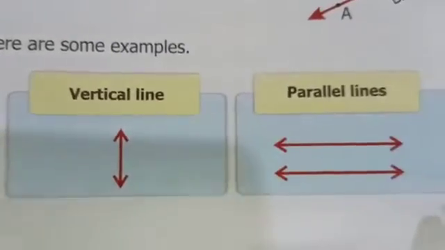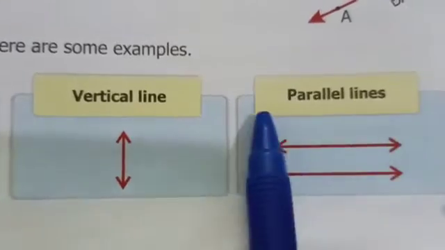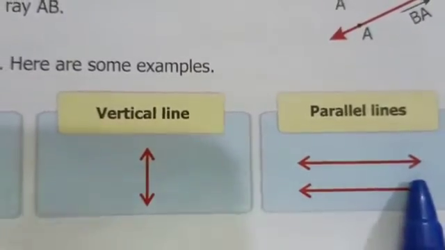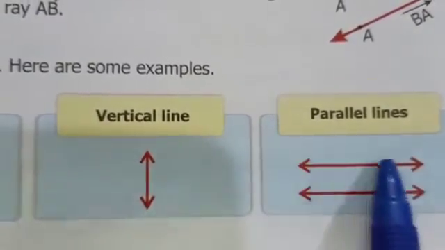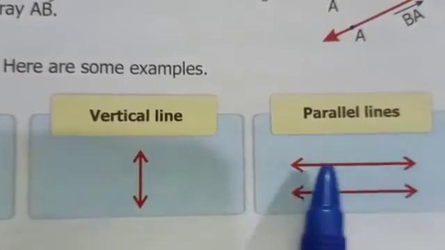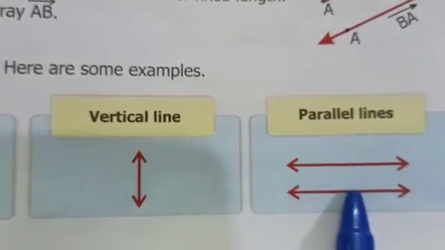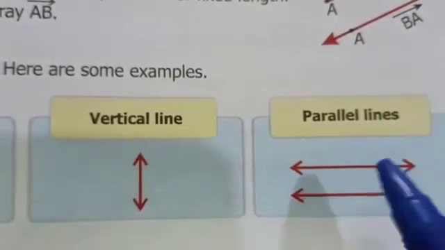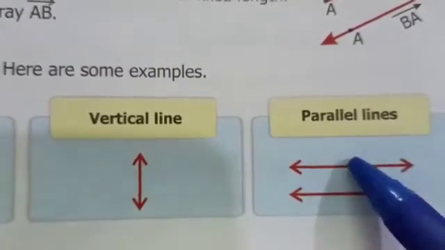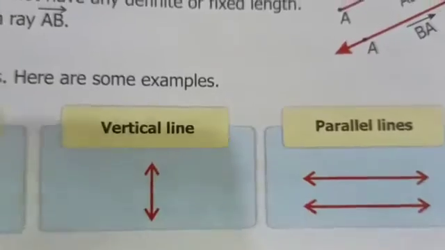Next is parallel lines. Parallel lines are lines drawn on a plane surface, but they never meet at any point. They can extend, see the double-headed arrows, in any direction, but they can never meet, right? And the distance between these two lines will remain the same throughout.